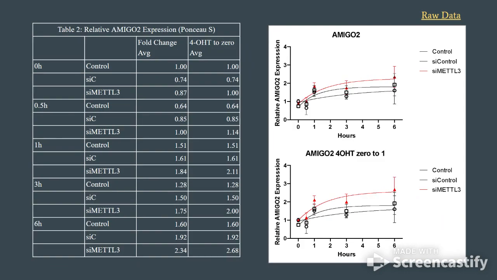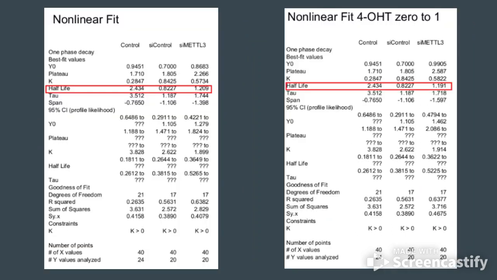This is the relative AMIGO2 expression for the LCC9 breast cancer cells. In here, SI METL3 transfected cells had a significantly higher relative AMIGO2 expression overall. This is the nonlinear fits. The SI METL3 transfected cells' AMIGO2 protein had a half-life less than half of that of the control.